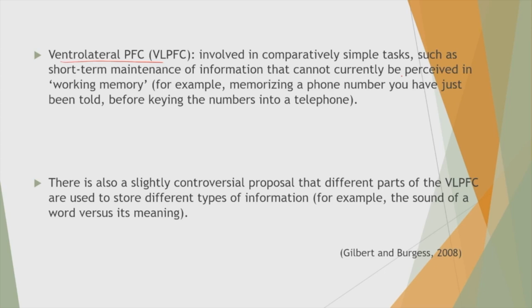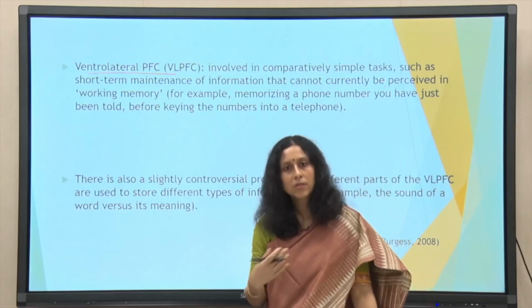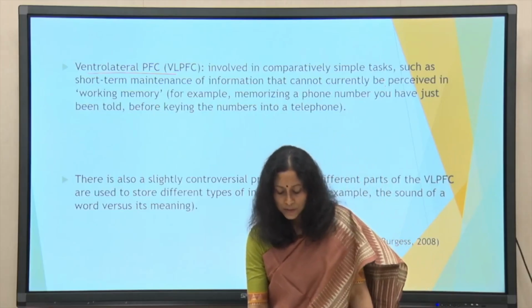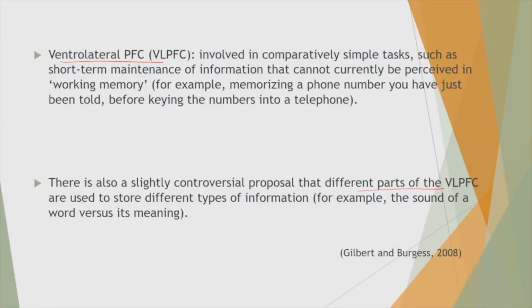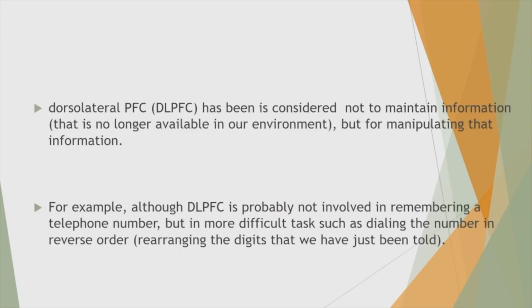There is also a slightly controversial proposal. Many of the proposals are actually controversial because there is always data referring to different aspects of the same problem, and often contradictory results also. One controversial proposal is that different parts of the ventrolateral PFC are used to store different types of information. So, further breaking down the VLPFC into smaller parts, each part has a different kind of storage. One can be the sound of a word, another can be the meaning of a word and so forth. This is a slightly controversial claim, but it is one of the claims that have been made about the working of VLPFC.